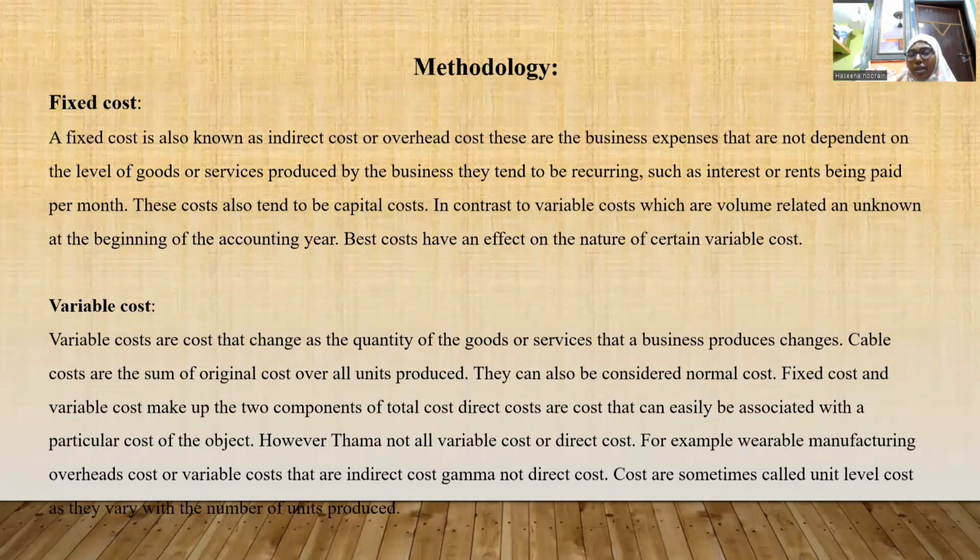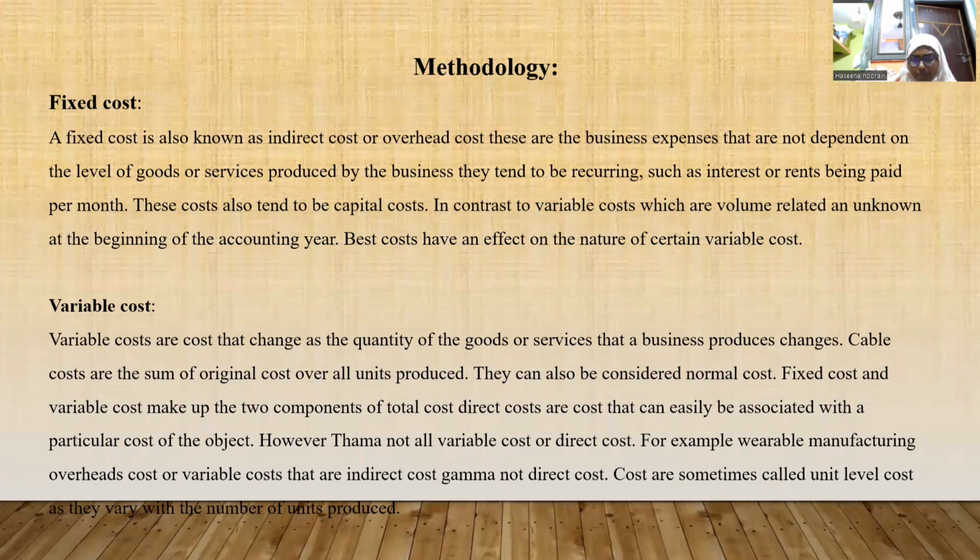They tend to be recurring, or the services tend to be recurring. It can be interest or rent being paid per month or per year, and these costs also tend to be capital costs. In contrast to variable costs, which are volume related and unknown at the beginning of the accounting year, fixed costs have an effect on the nature of certain variable costs.